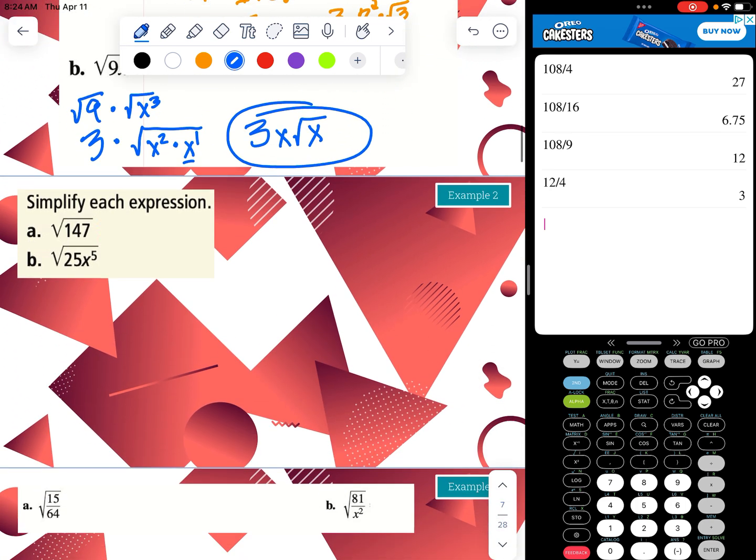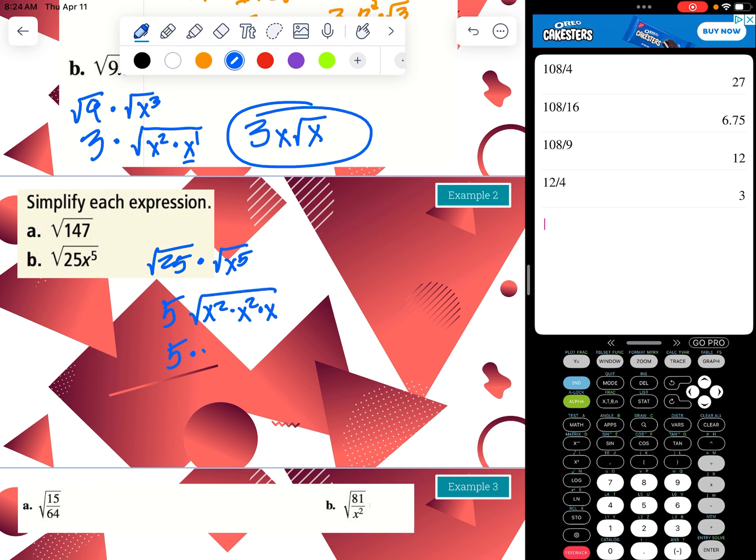Let's look at another one like that, letter B. Square root of 25 times the square root of x to the 5th. Square root of 25 is 5. X to the 5th I want to break down into as many x squareds as I can. Since these are all being multiplied, it's the same thing as saying x to the 5th, just in a spread out way.